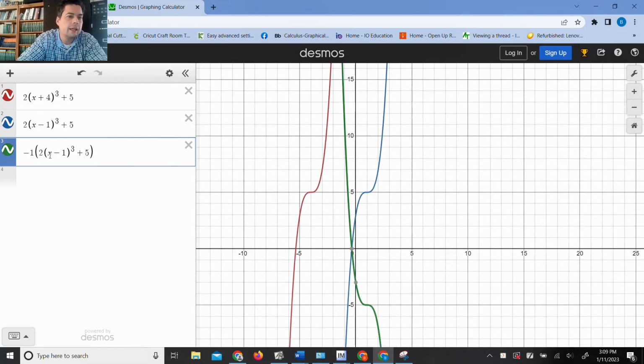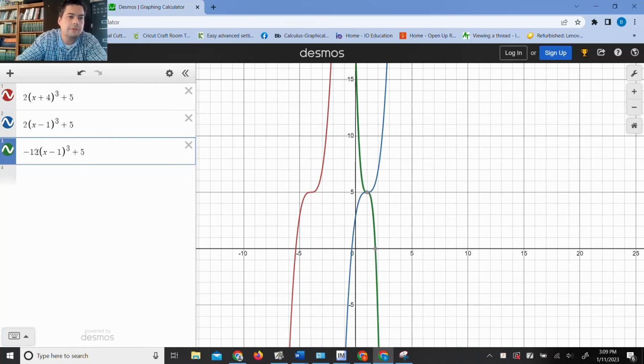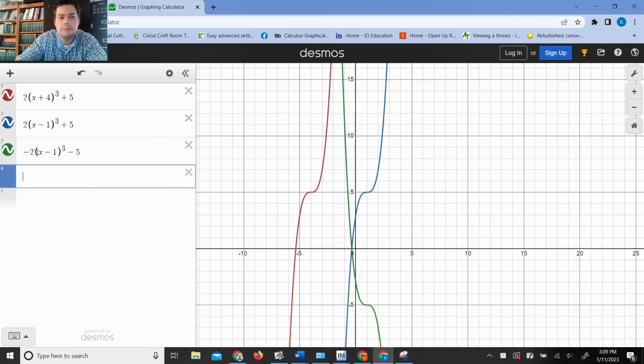All right, and I cleaned that up because I didn't want to write that. I mean, no, that's just ugly. It's a negative in front of the 2, make the 5 negative. And there's your reflection. So you're seeing the progression of translations happening here.